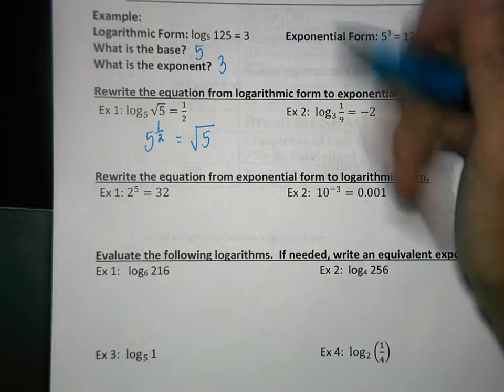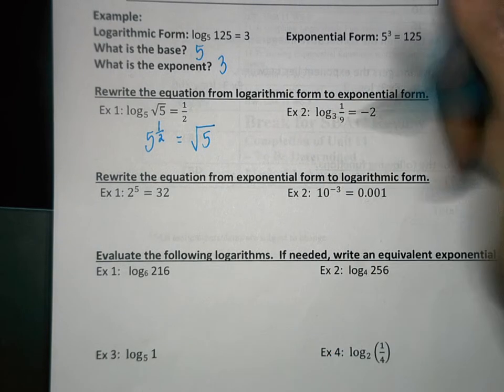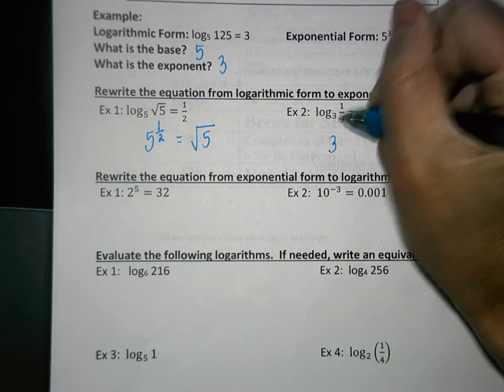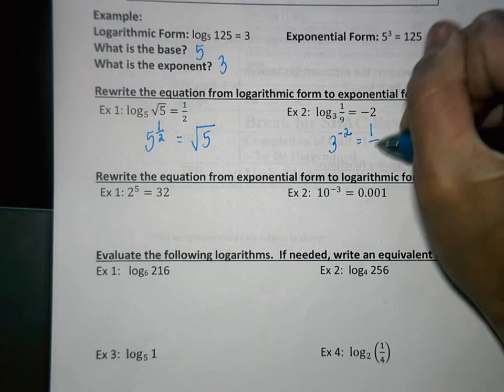Okay, so you should have written, again, we have log base 3 of 1/9 equals -2. In exponential form, that is saying that 3 to the -2nd power gives us the answer of 1/9.